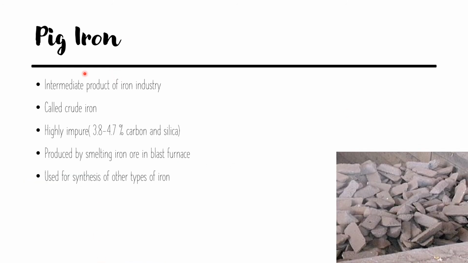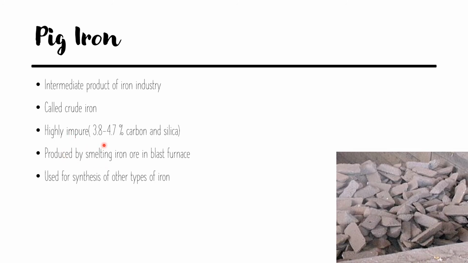In this slide, we will be talking about pig iron. Now, pig iron is also known as crude iron. Similar to crude oil, which is a mixture of all kinds of oil and impurities, crude iron is a mixture of iron as well as impurities. It is an intermediate product of the iron industry in the production of steel, which is obtained by smelting of iron ore in a blast furnace.